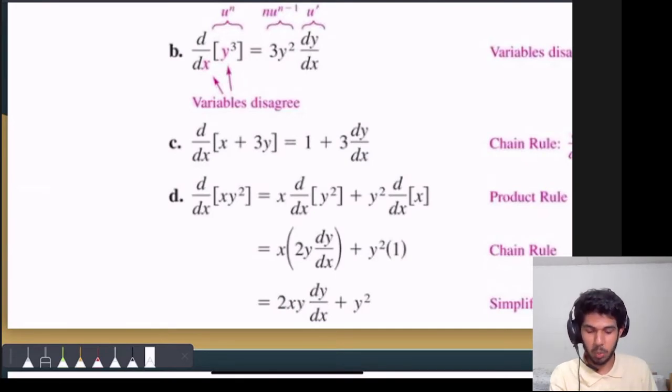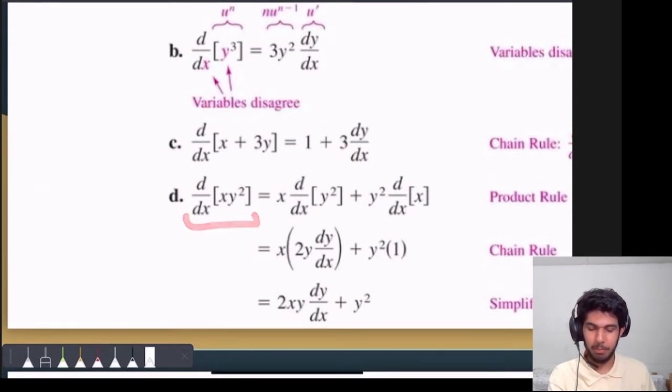Derivative of x is 1, and then the derivative of 3y. Well, we can use the product rule, or we can just think that the coefficient comes out, so it would be 3 times the derivative of y, so 3 times dy/dx. So that's why that's there.